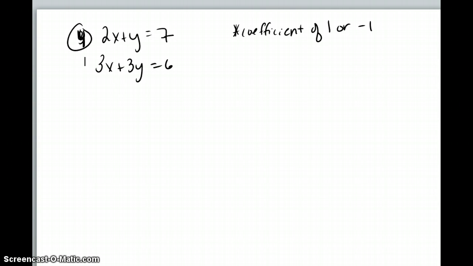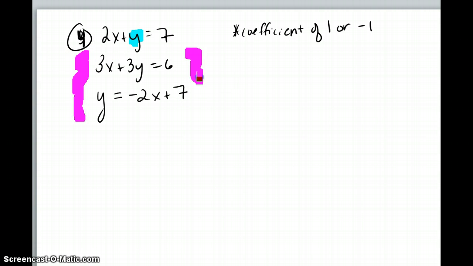So the very first step we have to do is isolate this y. Get y to equal negative 2x plus 7. Okay? And now I'm working with these two equations here. Obviously make sure that you solve the variable correctly, otherwise the entire problem won't be correct. So now we go back to what we were doing. We have a variable that's isolated. We're going to substitute it into the equation above it.